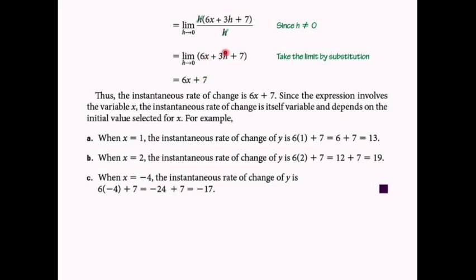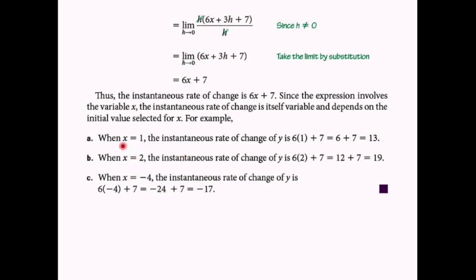The only thing that drops out here is the 3h. So what we're left with is 6x plus 7. This is our instantaneous rate of change. And now what we can do is find the instantaneous rate of change at any place on that quadratic by plugging in the x value at that point that we want.